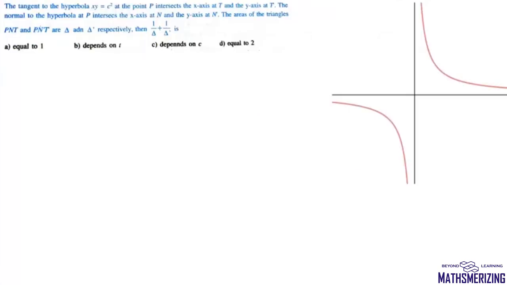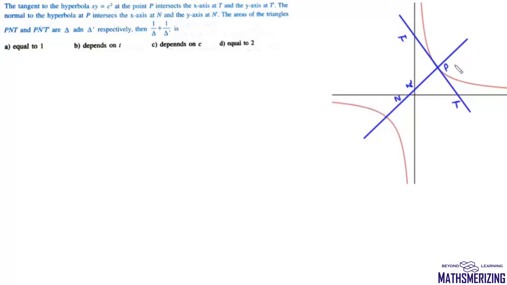Here the question is about the tangent to a hyperbola at point P. So suppose we have a tangent at a point P. It intersects the x-axis at point T and the y-axis at T dash, and the normal at this point P intersects the x-axis at N and the y-axis at N dash. It says if the areas of triangles PNT and PN'T' are delta and delta dash, then we need to find the value of 1 upon delta plus 1 upon delta dash.